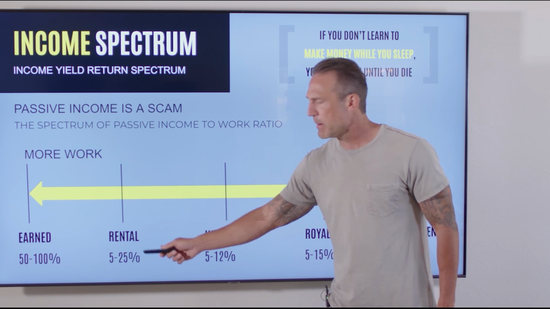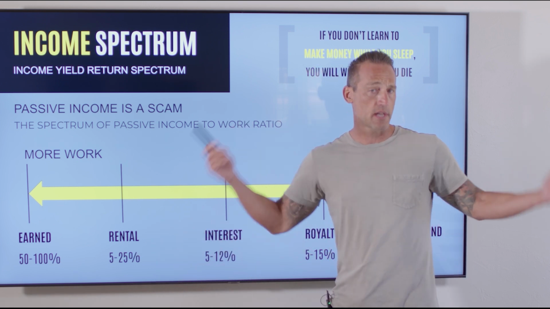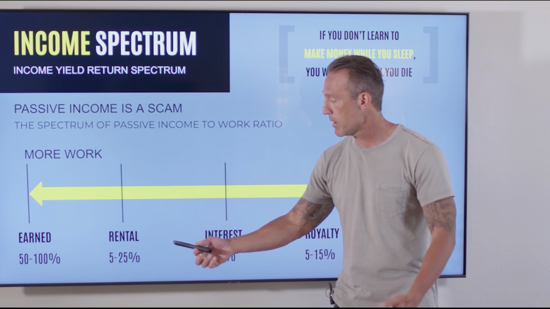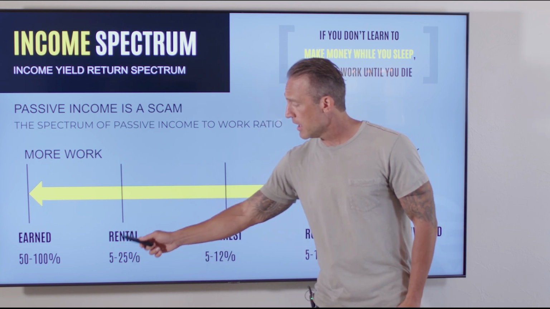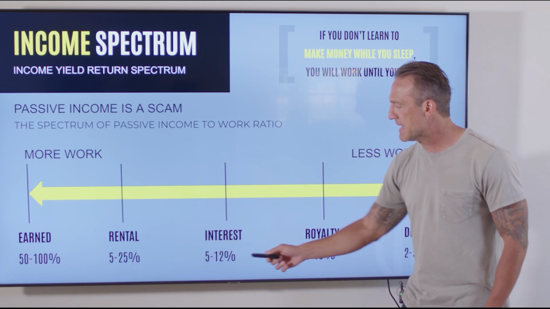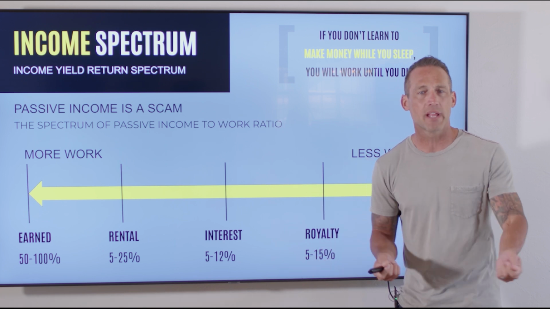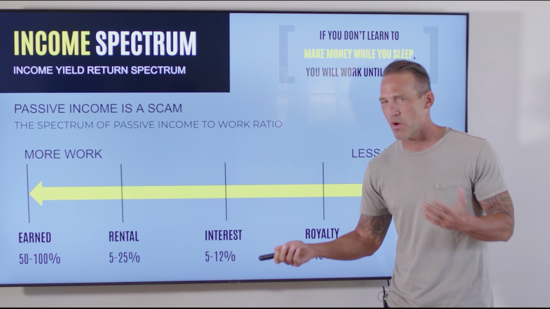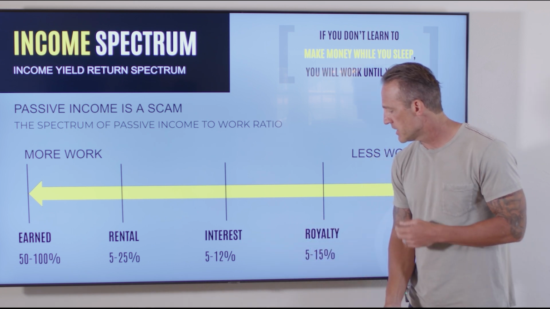Less work, maybe rental properties, like this house that I'm shooting from is my ranch property that I've turned into a rental property. And I make anywhere from 5 to 25% on that. A little bit less work would be like interest. So let's say that I'm doing peer-to-peer lending, I'm loaning money, hard money loans on real estate. I'm making 8 to 12% on that, 5 to 12%.